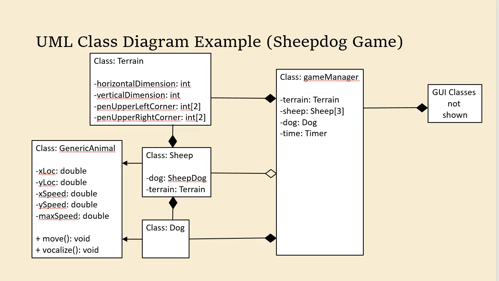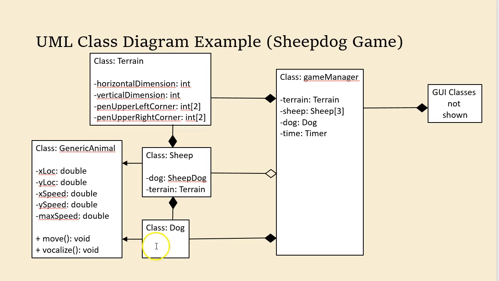If I start to create the sheep and the dog, I realize, well, gosh, they're awfully similar. So maybe I should do a generic animal and then extend that generic animal. The sheep can extend generic animal. The dog can extend generic animal. So those are the most obvious classes that people will come up with. We need a generic animal. The sheep extends the generic animal. The dog extends the generic animal.